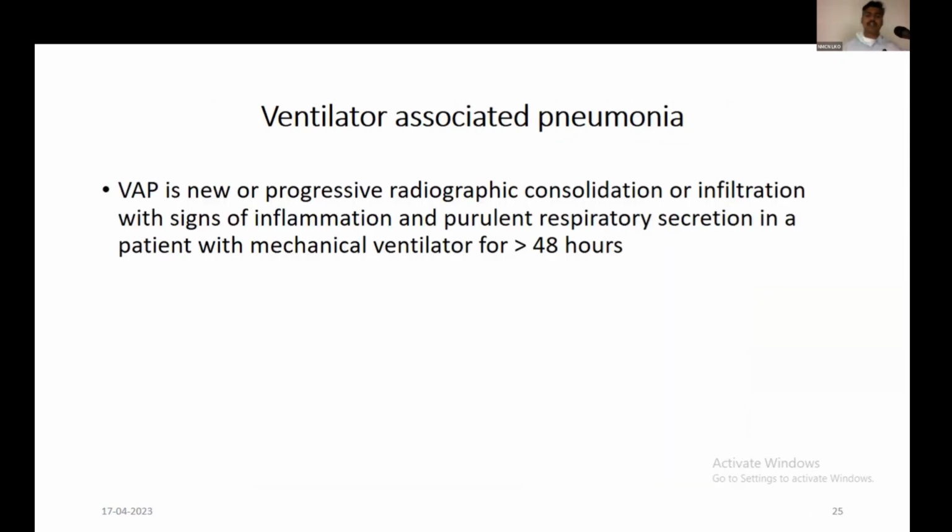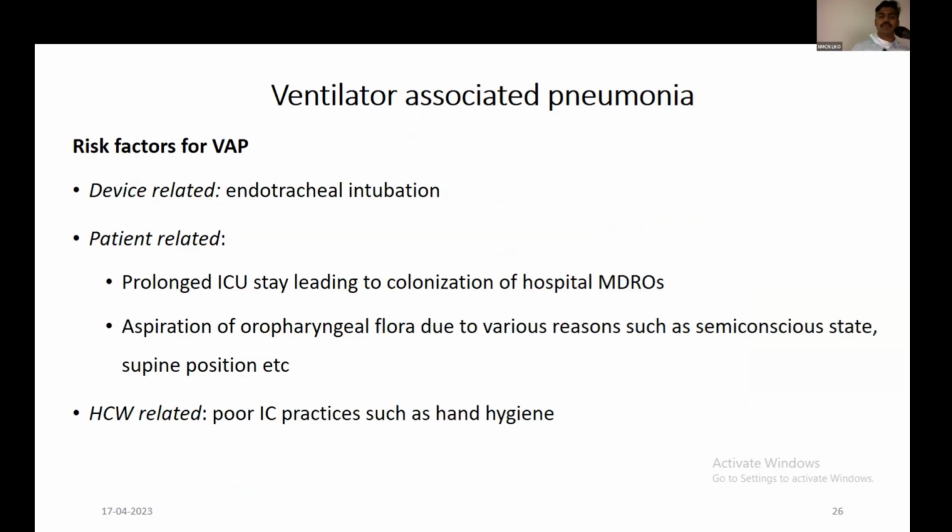Third is the ventilator associated pneumonia. VAP is new or progressive radiographic consolidation or infiltration with signs of inflammation and purulent respiratory secretions in a patient on a mechanical ventilator for more than 48 hours. What are the risk factors for ventilator associated pneumonia? It can be device related, patient related, or healthcare worker related.